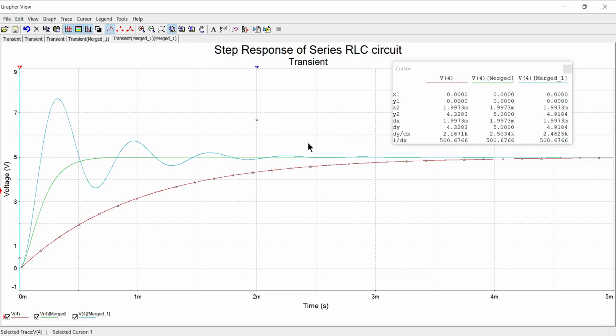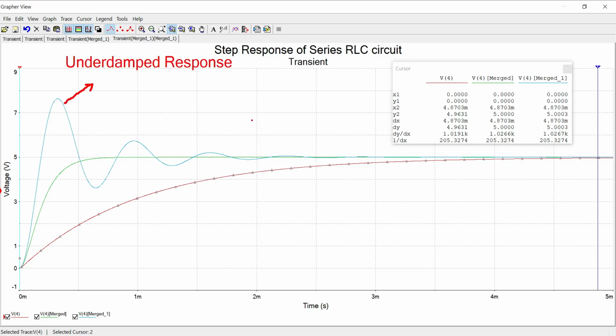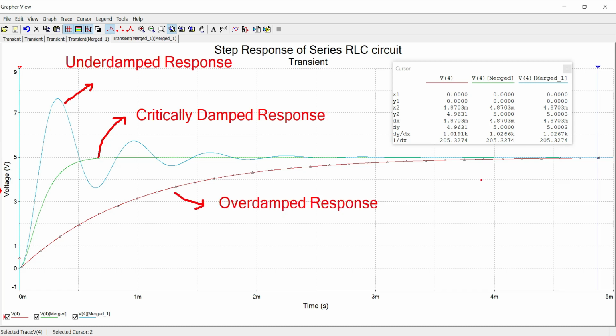Thus, we have analyzed the series RLC circuit for three different cases, namely underdamped response, critically damped response, and overdamped response, respectively.